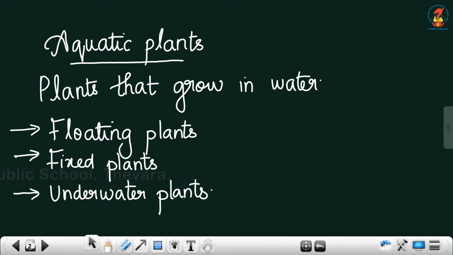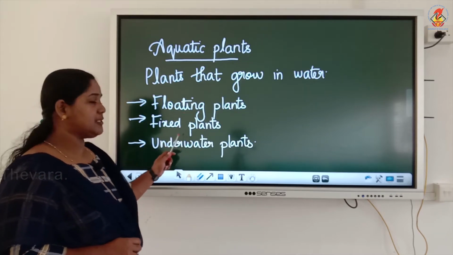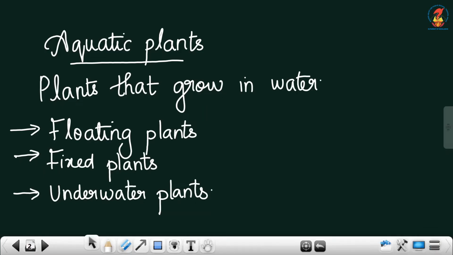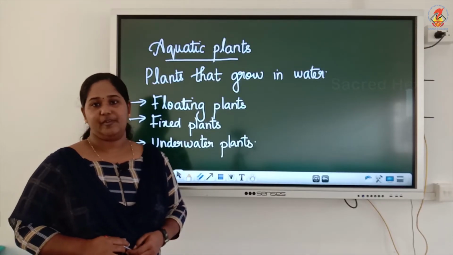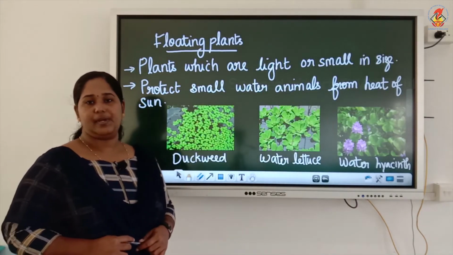So mainly there are three types of aquatic plants, that is floating plants, fixed plants and underwater plants. Which are they? Floating plants, fixed plants and underwater plants. We are going to learn in detail about all these three types of aquatic plants today. So first we can take a look at floating plants.